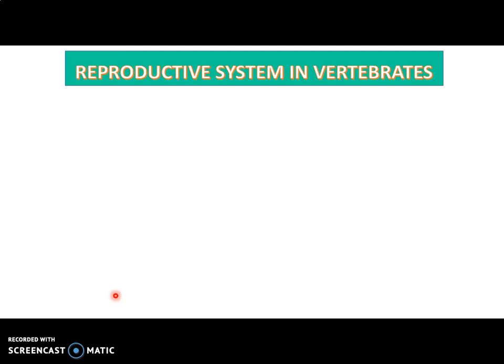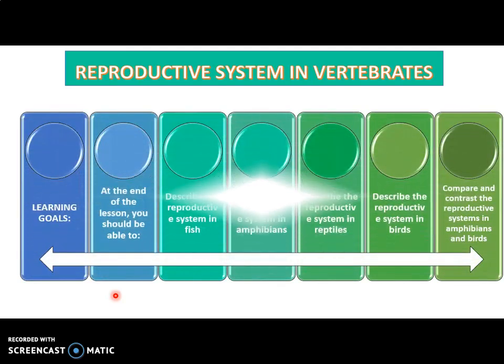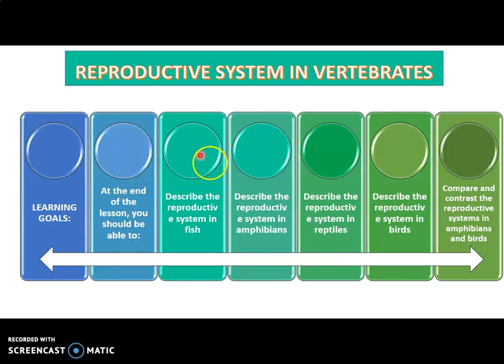Our learning goals this week are that at the end of this lesson, we all should be able to describe the reproductive system of a fish. And we should also be able to describe the reproductive system in amphibians, reptiles, and birds.